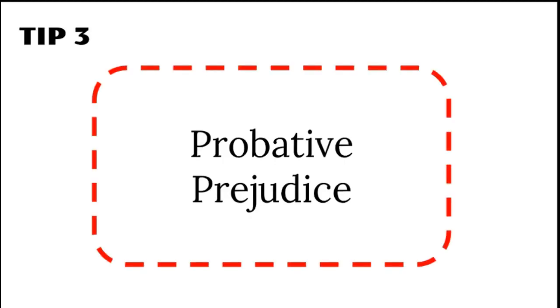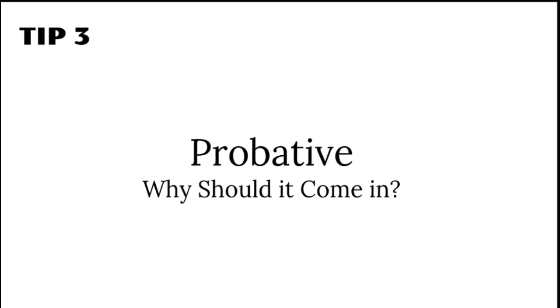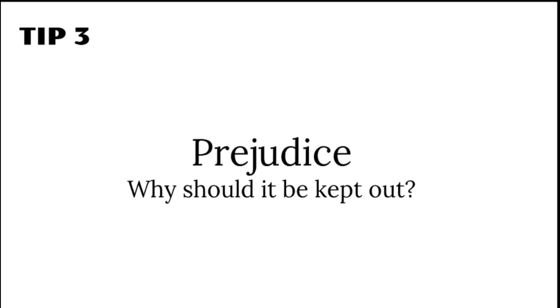My third tip is probative versus prejudicial effect. Now, a lot of students have a problem with this. It's difficult trying to determine the probative value versus the prejudicial effect. So I'm going to tell you the way I think about it. It may help or may not, but this is the way I think about probative versus prejudice. For probative, the general question I ask is, why is it coming in? Why do I want this thing to come in? That's the probative value of it. And then for prejudice, I'm asking, why should it be kept out? What are the policy reasons for this thing being kept out?